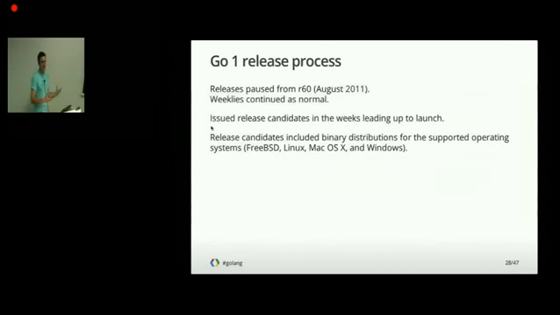But in the weeks leading up to the launch, we released candidates, which were basically weekly snapshots, but that were fully packaged in the way we intended to release Go 1, and encouraged everyone in the community to try them out. And we found and fixed a lot of issues in the process, and finally came out with a really solid Go 1 release for FreeBSD, Linux, OS X, and Windows.